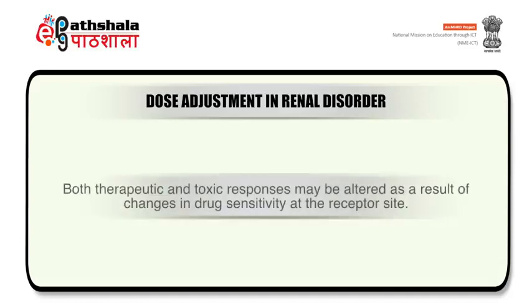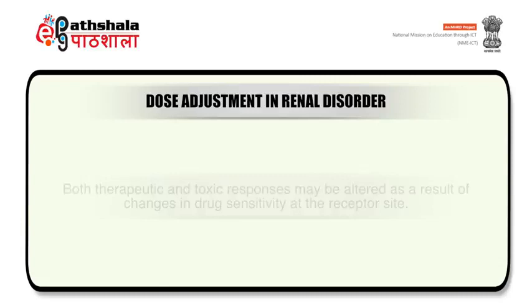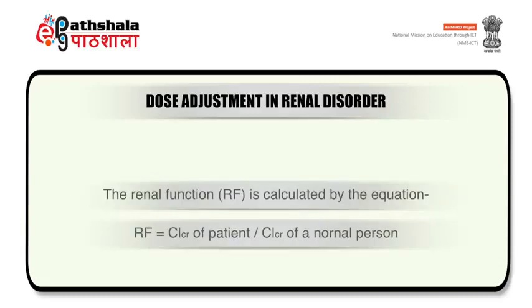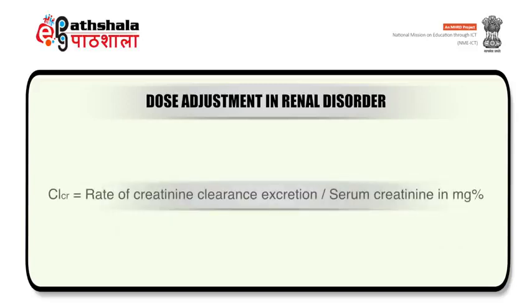Both the therapeutic and toxic responses may be altered as a result of changes in drug sensitivity at the receptor site. So the renal function is calculated by the equation in which renal function is equal to creatinine clearance of a patient divided by creatinine clearance of a normal person. So creatinine clearance is equal to rate of creatinine excretion divided by serum creatinine in mg%. So this was the equation which is used to calculate creatinine clearance.